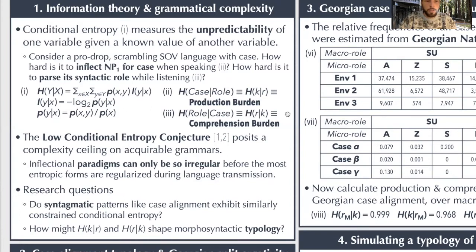My research questions are, to what extent do syntagmatic patterns like case alignment, in contrast to inflectional paradigmatic patterns, exhibit similarly constrained conditional entropy? And I'm also curious if we can find any ways in which H of K given R, the production burden, and H of R given K, the comprehension burden, shape morphosyntactic typology of case.